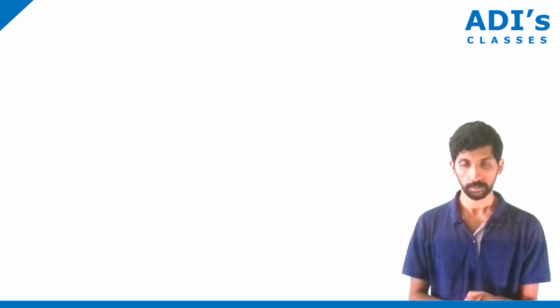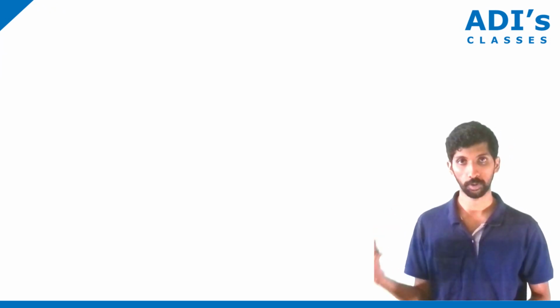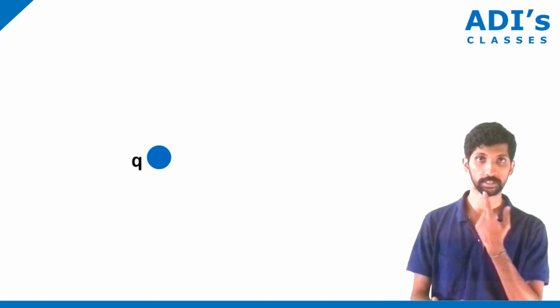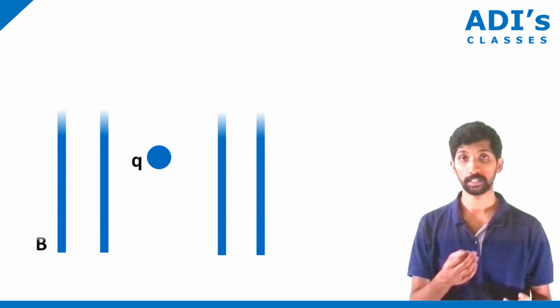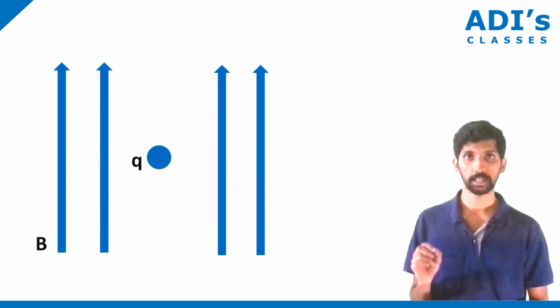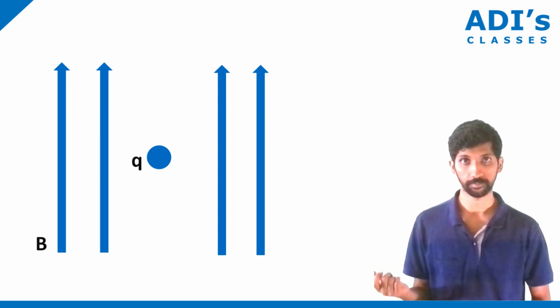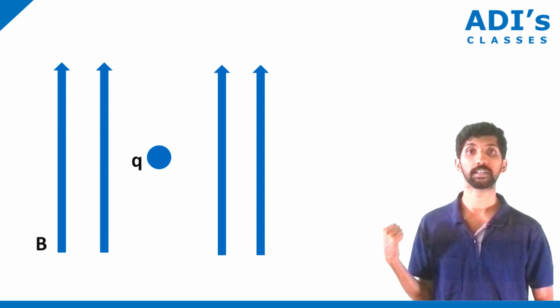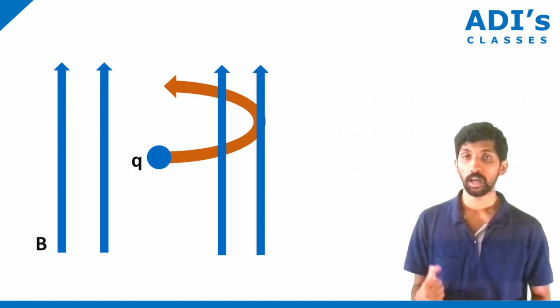Suppose we have a charged body and a magnetic field, something like this. As you can see in the figure, that's how the magnetic field and the charge are. Now let's say the body starts moving in this direction. See, it's moving in a circular path, right?